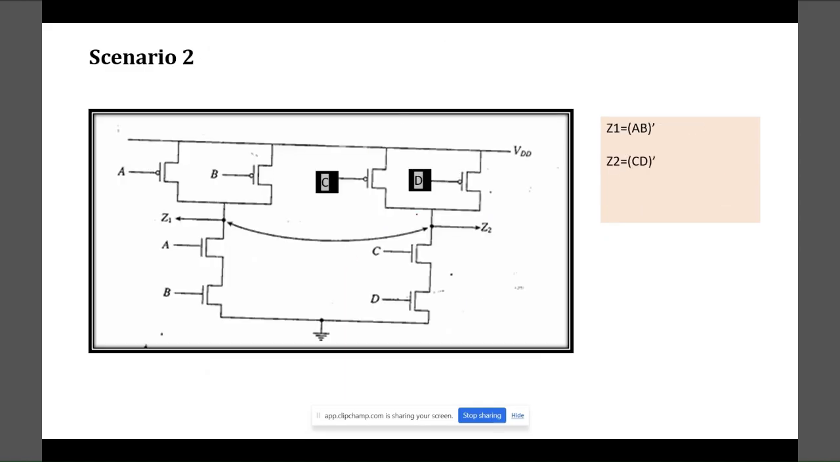Coming on to scenario 2, Z1 is nothing but A dot B the whole complement. Z2 is nothing but C dot D the whole complement. Let us take, there is a short over here. What happens? A is parallel with B, which is in parallel with C, which is in parallel with D. Here all are parallel. Here AB is in series, which is going to be parallel with C and D. So the circuit is going to behave separately. It is not going to give us the NAND of A and B or the NAND of C and D. It is going to give some exactly opposite output. So this is how the circuit is going to behave when a short occurs.